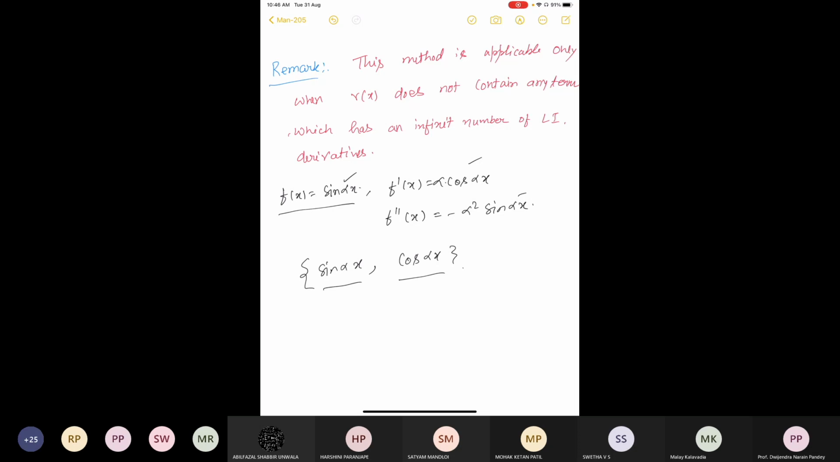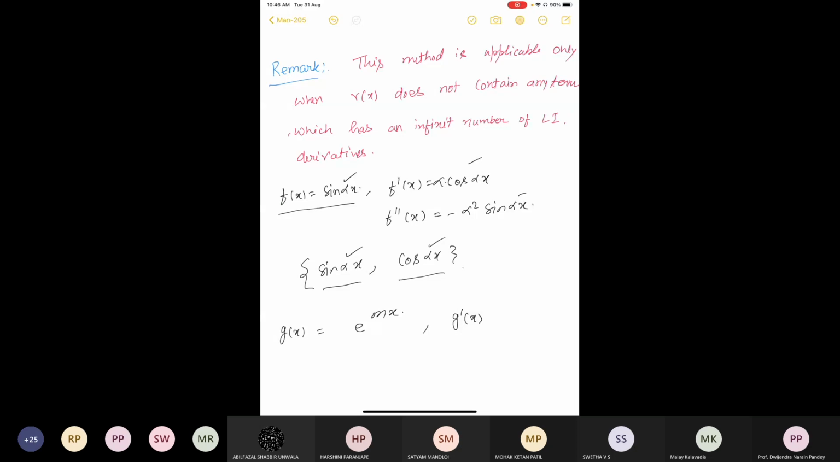If you find out any higher derivative, either it can be written as a multiple of sin(alpha x) or a multiple of cos(alpha x). So I can say that f(x) equal to sin(alpha x) is a function whose derivatives form a finite set of linearly independent functions. Okay. Another example is g(x) equal to e to the power mx. Right. So we can find out the derivatives here.